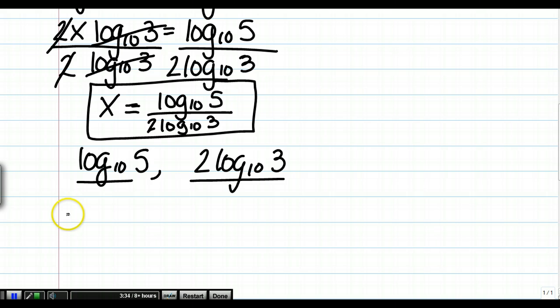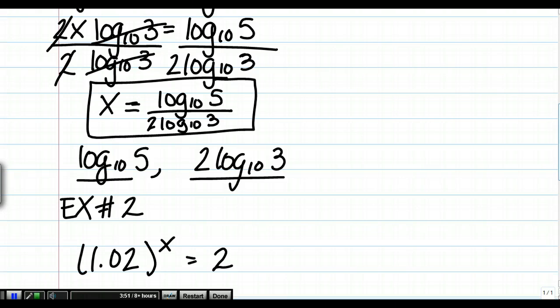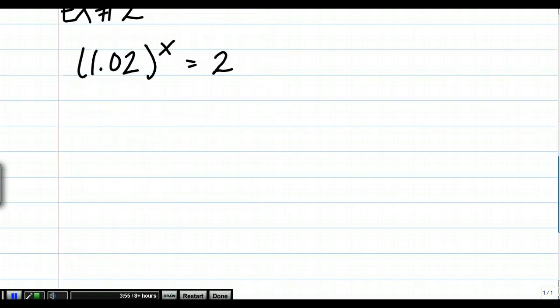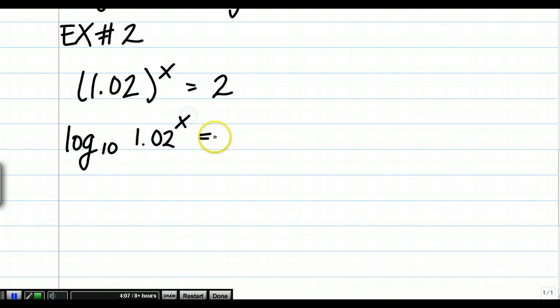Let's do example number 2. I'm going to give you 1.02 to the x equals 2. Now, there's no way I can make this decimal 1.02 and 2 common bases to cross them off to solve for x. So I'm going to take the log base 10 of both sides.